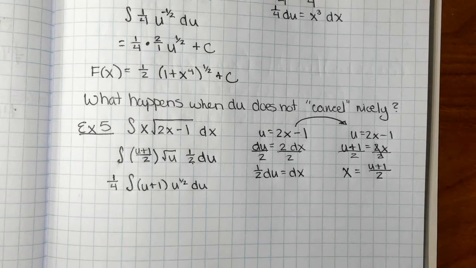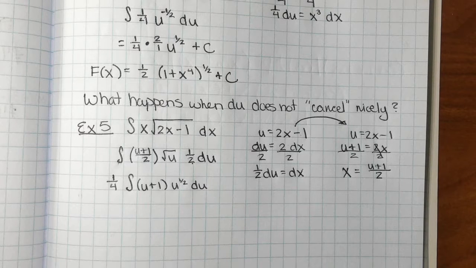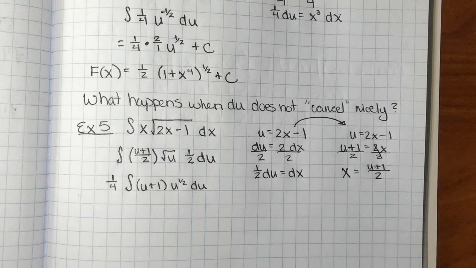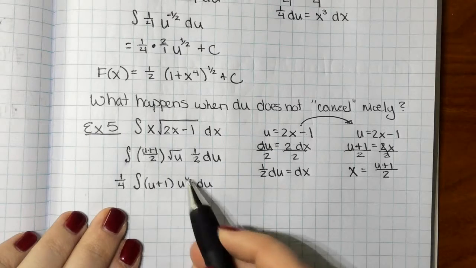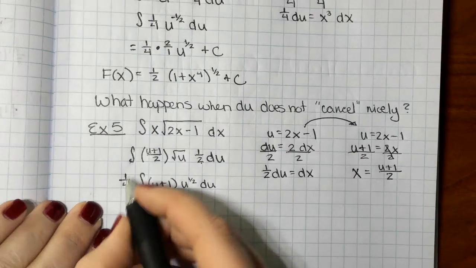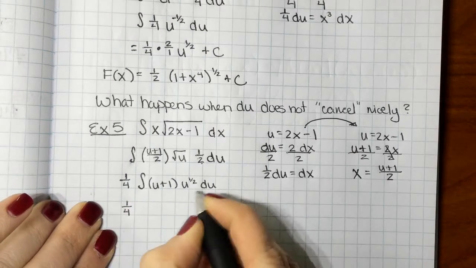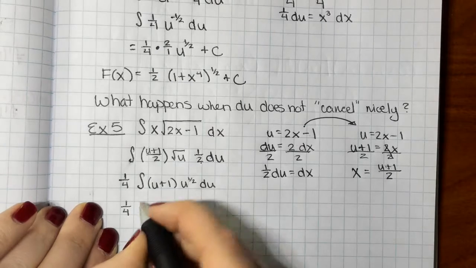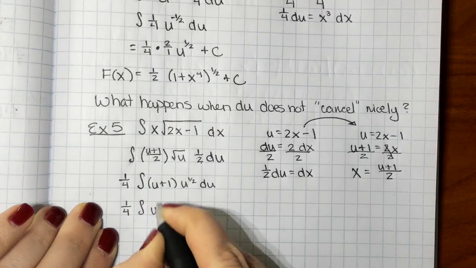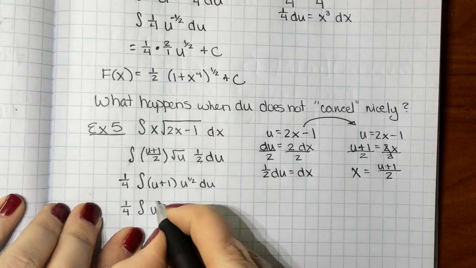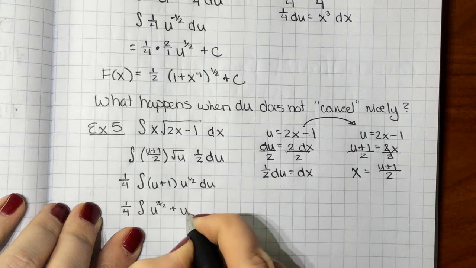What do we have to do here? You can't integrate this yet. You have to distribute. You can't integrate it the way that you have it. You don't know how to integrate something when you're multiplying it. So we're going to make this u to what power then? u to the 3/2 plus u to the 1/2.